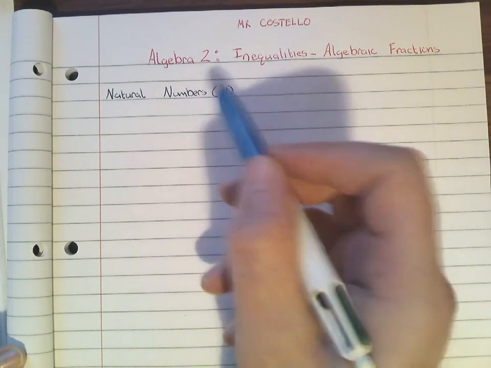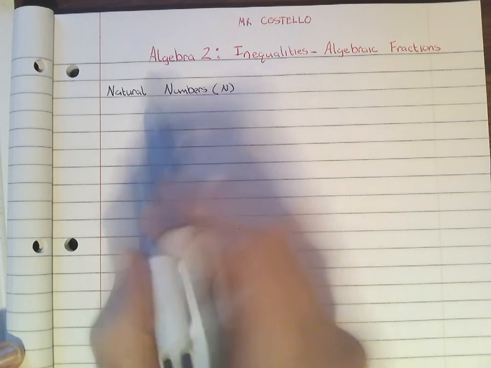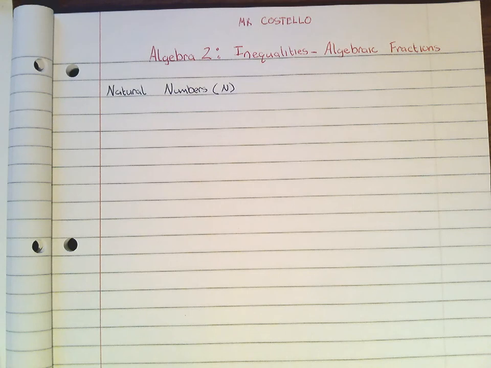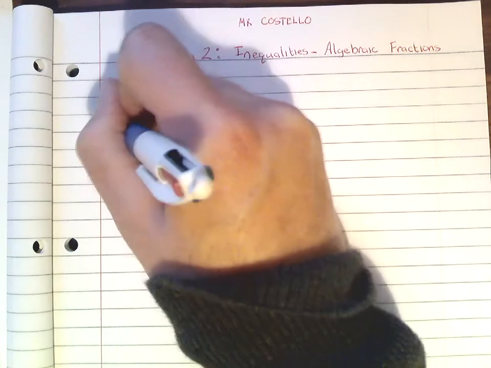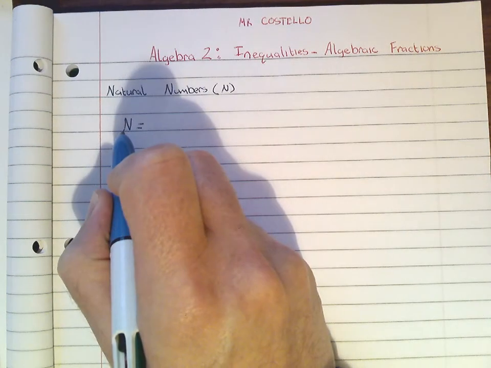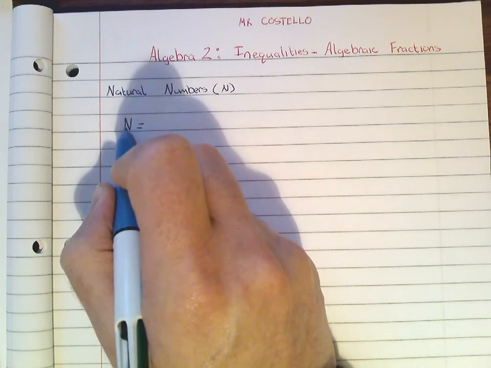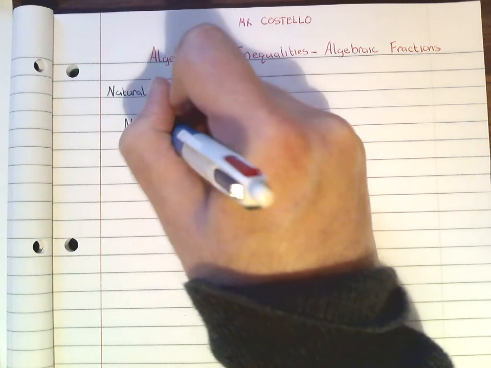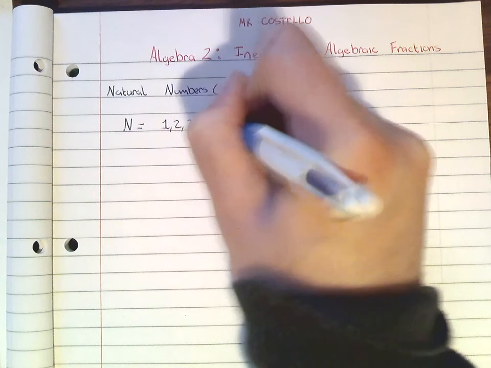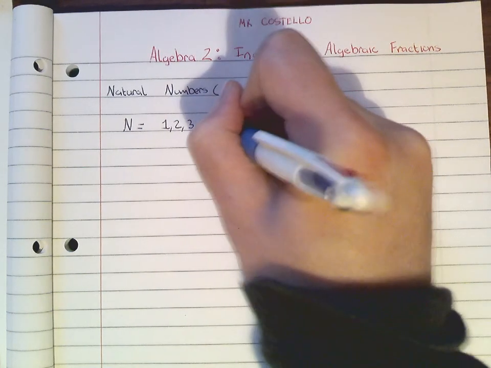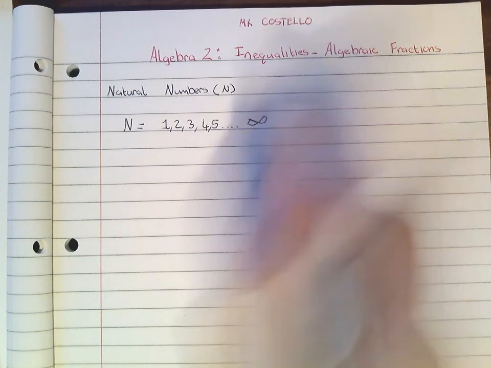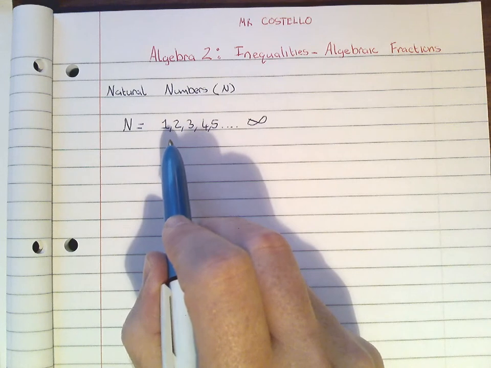So they're really counting numbers. If you count anything, you're going to use natural numbers. It's going to end up as a natural number. So just some examples. This group, which we represent with a capital N, is equal to the natural numbers 1, 2, 3, 4, 5, and so on and so forth, and that goes all the way up to infinity. So they are the natural numbers.